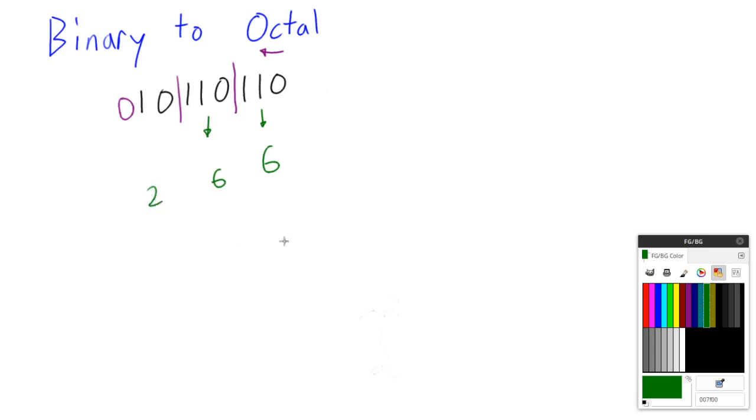And that's all we gotta do, right? This number here in binary is 266 in octal. Sometimes we'll put an O there to indicate it's octal.